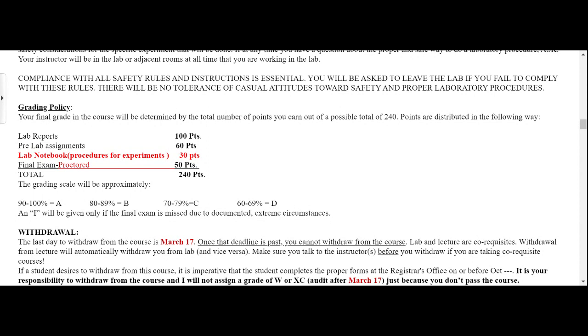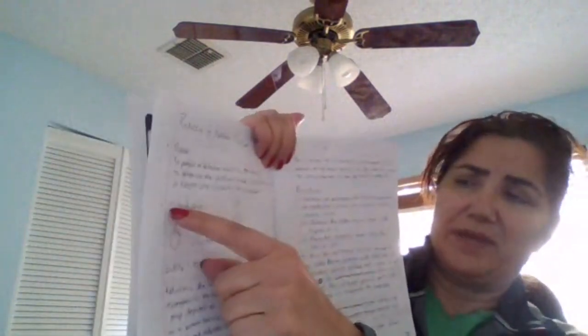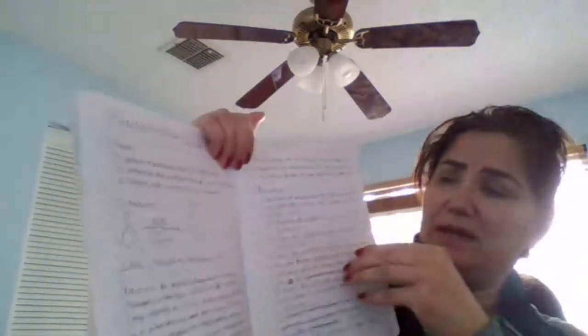Let me stop sharing this so you can see this part better. Okay, so you have the title for the experiment. They ask for purpose, but I didn't ask for purpose, so you don't have to include it. You have the title, chemical reaction, if there is any, and mechanism, if any. So these are mechanisms, but probably for a different experiment.